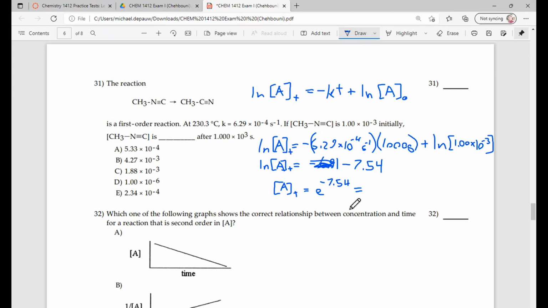I got 8. You got 8? All right. I'll trust you then. 3 times 10 to the negative 4th. Now, from a logical perspective, which two answers could automatically have been ruled out?